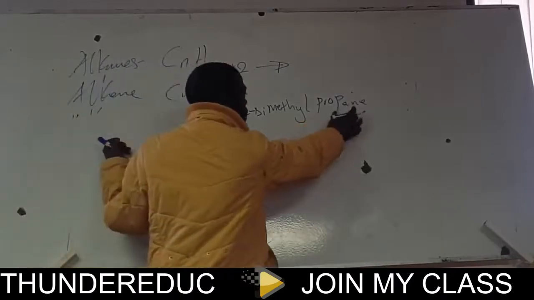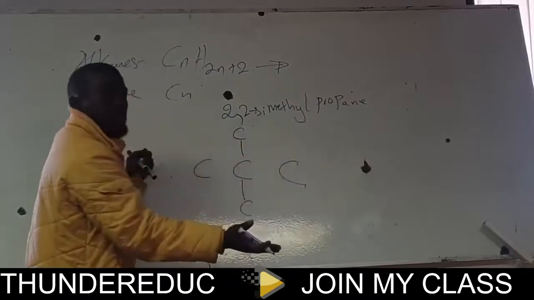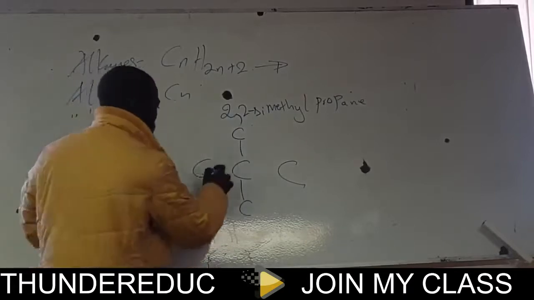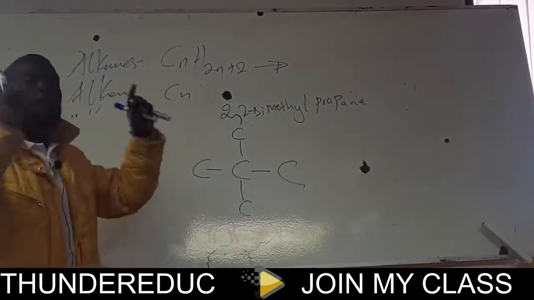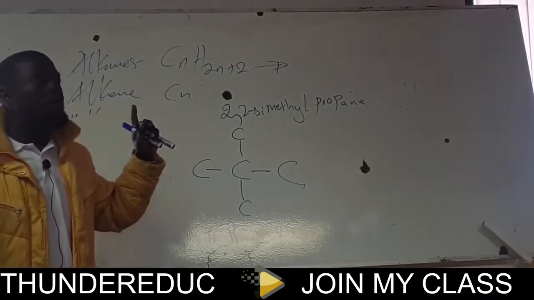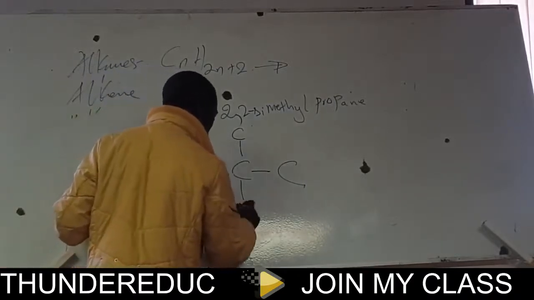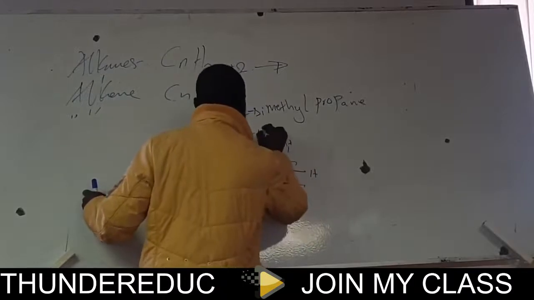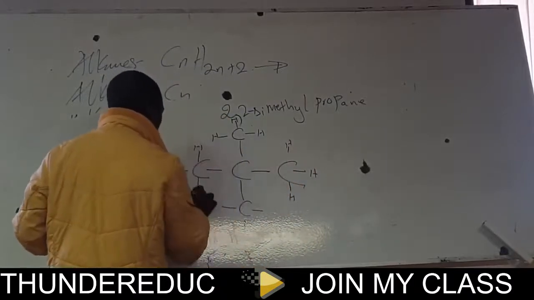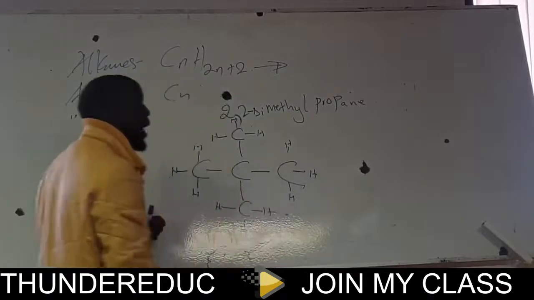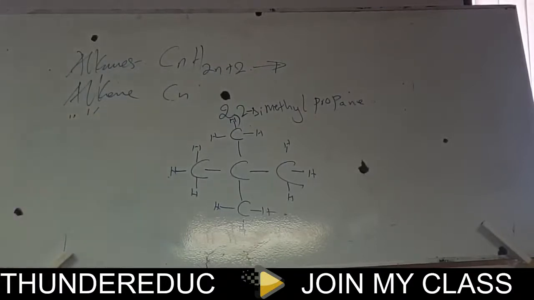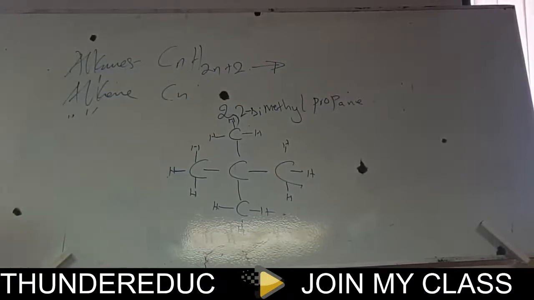What is left? We have talked about this. Now the rest is bonds, and you put the bonds and the hydrogens. Done. Remember that each carbon atom is supposed to have four what? Four bonds. Therefore, hydrogen. Don't miss out, because if you miss out, you miss out the mark. The structure is done. We are back to where we came from. So, as simple as that. Any question?